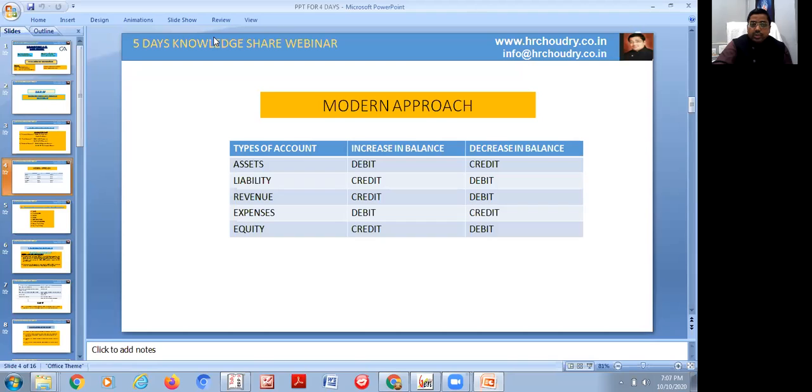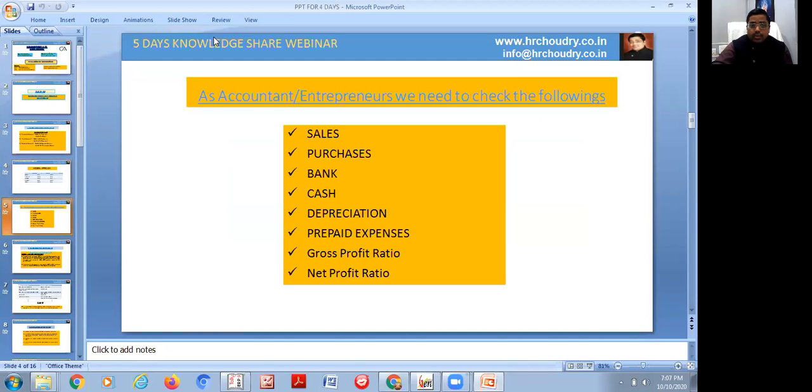Same for equity, meaning capital accounts. In case of a private limited company, it is equity. In case of others, it is capital accounts. When you credit, your balance will be increased. When you debit, your capital and equity balance will be decreased. As an accountant and entrepreneur, we need to check the following.